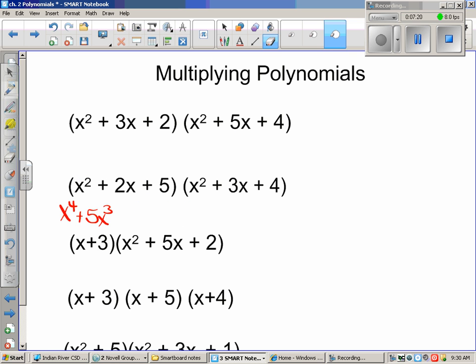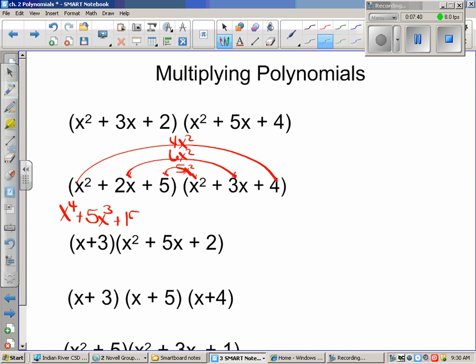Okay, here we go. Now, x squared times the last term gives me 4x squared. I'm going to move in one term. So I'm going to be at 3x and the 2x. Together gives me 6x squared. I'm going to move in one term again. That gives me 5x squared. Combine those together gives me 15x squared.